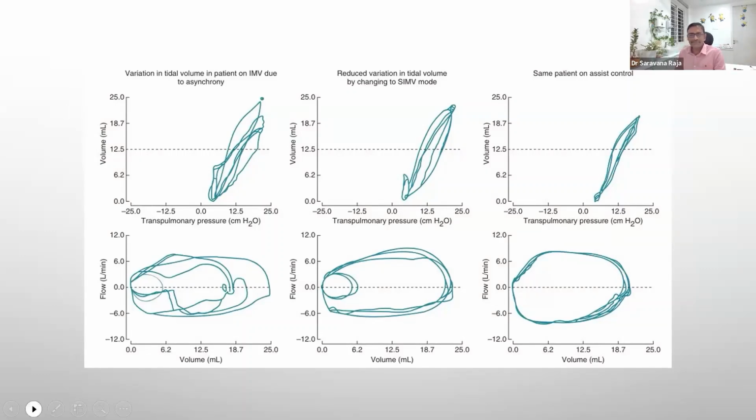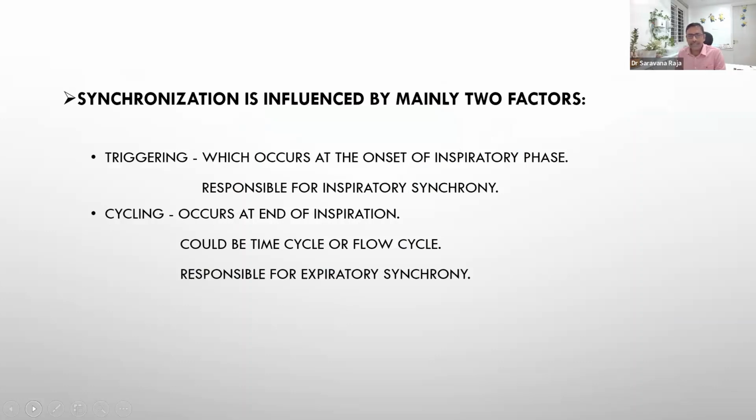Next slide, ma'am. So actually synchronization is influenced by mainly two factors. First one is triggering, which occurs at the onset of the inspiratory phase. So this is the one which is responsible for inspiratory synchrony. The cycling occurs at the end of inspiration. It could be time cycled or flow cycled. It is responsible for expiratory synchrony.